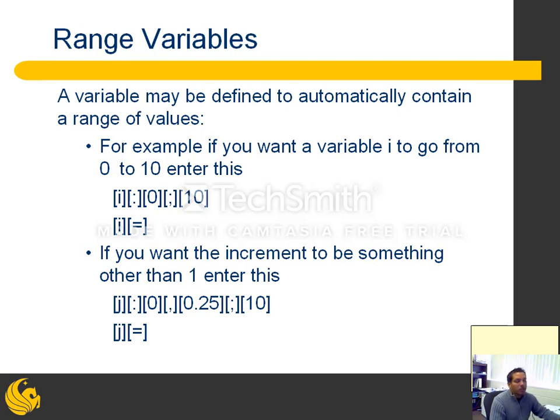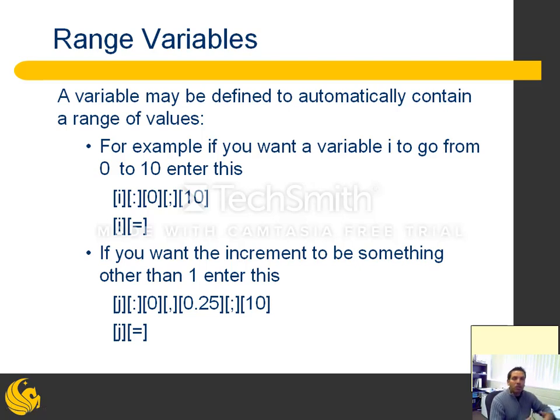Let's say that we want to define I, a variable that goes from 0 to 10 in intervals of 1. The way to define it is with a semicolon. I define I as I colon equal, the definition or assignment equal, 0, semicolon, 10. And when I display the value of I, I'm going to get all 11 values from 0 to 10.